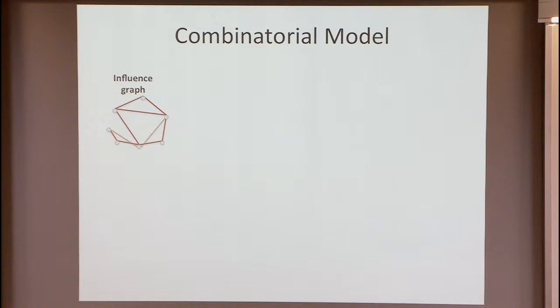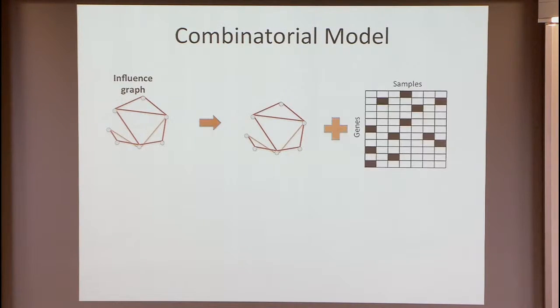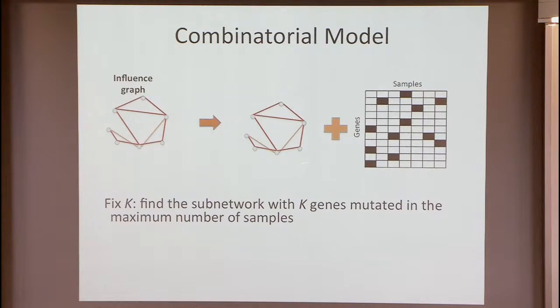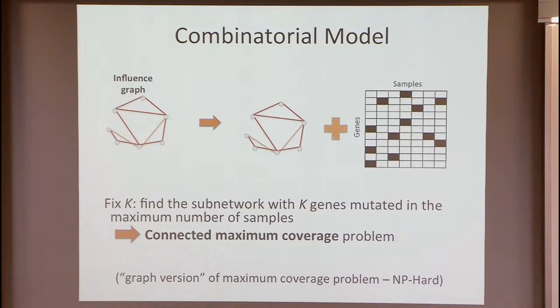Okay, so in the combinatorial model, formally the problem is the following. We take the influence graph, we combine it with mutations in the sense that what we want to do now is find, for a given value k, the subnetwork, the connected subgraph in the influence graph, that is mutated in the maximum number of samples. So this is the problem, and we called it in the paper the connected maximum coverage problem.